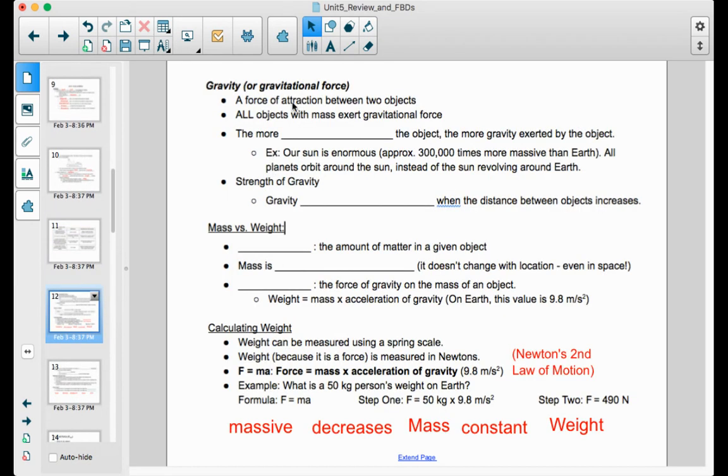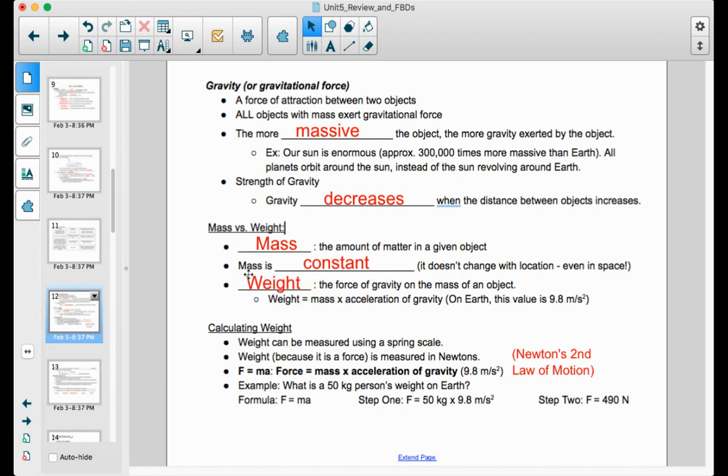Gravity is a force of attraction between two objects. The more mass an object has, the more gravity is exerted by the object. As far as the strength of gravity, gravity decreases when the distance between objects increases. The key thing about gravity is we've got to make sure we understand the difference between mass and weight. The amount of matter in a given object is mass. And remember, mass does not change. That remains constant. What does change, though, is your weight, depending on where you are.